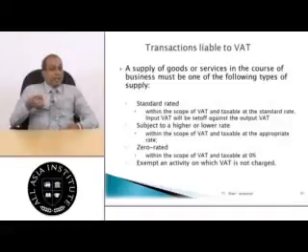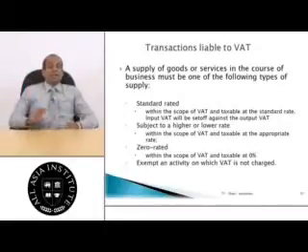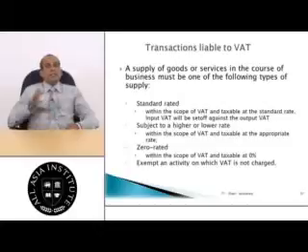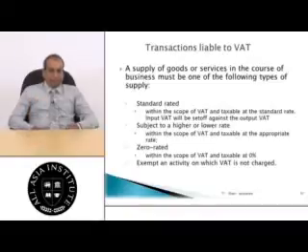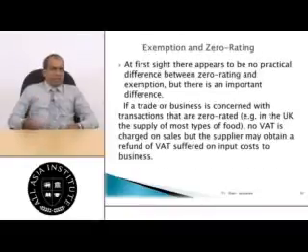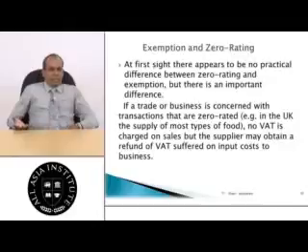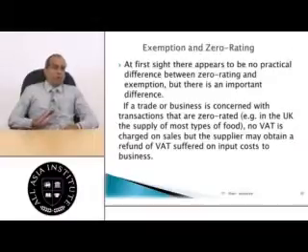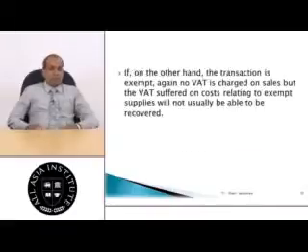So technically it looks the same as not being registered, but this is a large firm registered for VAT. Yes, do agree that the treatment is the same as an organization that is not registered for VAT. Then this is what I explained: exemption and zero rating, both have no output VAT. Input VAT, if you're zero rated, you can get a refund. If you're exempted, you cannot get a refund.